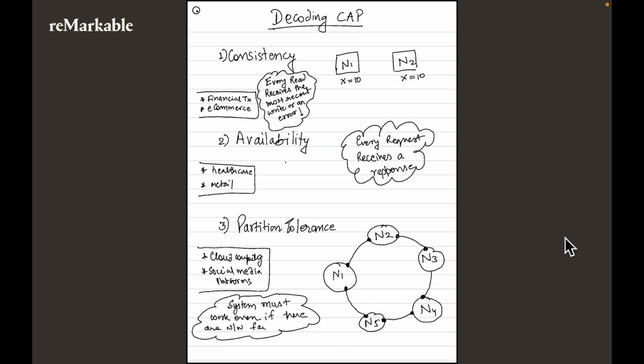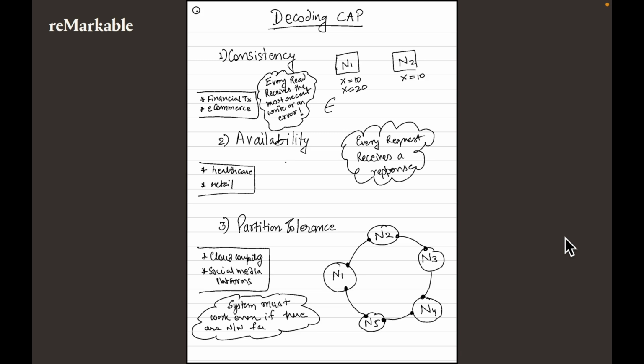Starting with consistency: every read receives the most recent write or an error. So errors are acceptable, but the consistent output is the desired behavior. Imagine if you have a system with two nodes, N1 and N2, and having value of x equal to 10 in both the places, the user would get the same value.